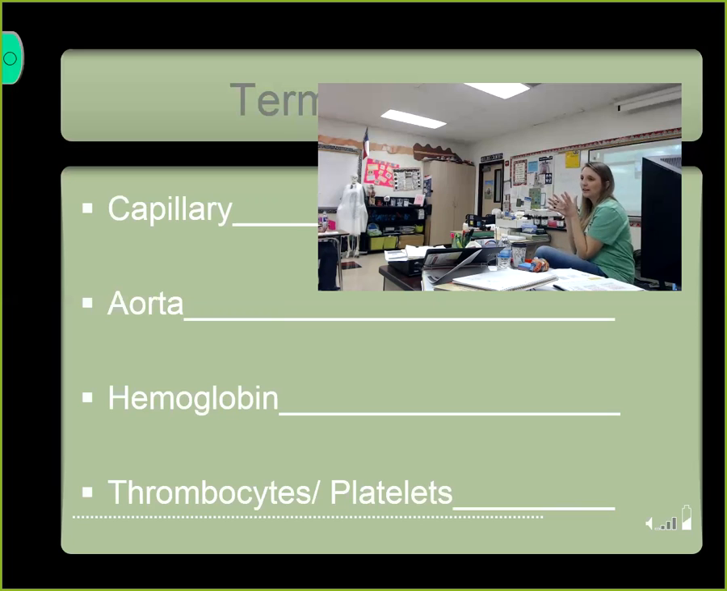The reason is that capillaries is where oxygen leaves the blood and enters into your tissues, and carbon dioxide leaves the tissues and enters back into your blood. You may remember my biology lesson maybe last year. Why is carbon dioxide the waste product? Where does that come from?